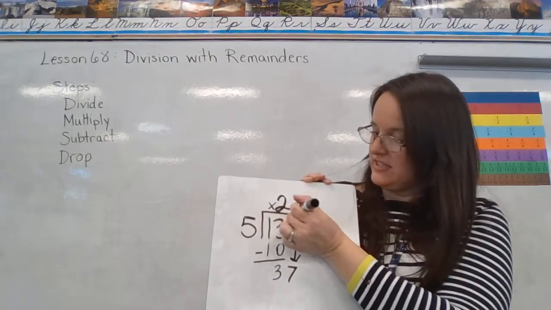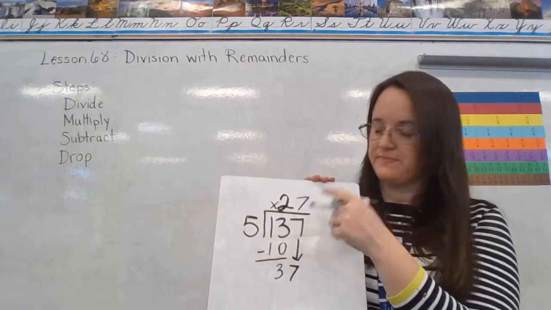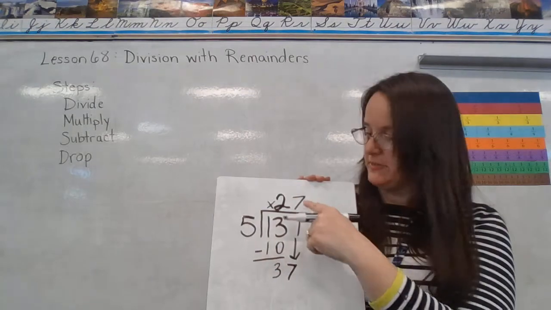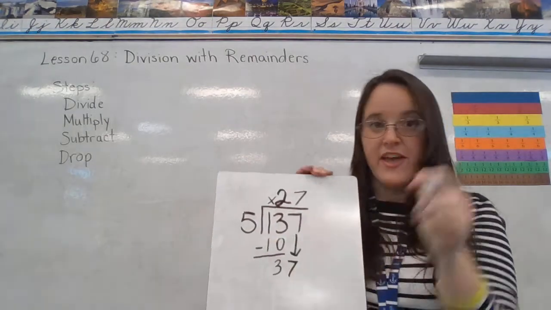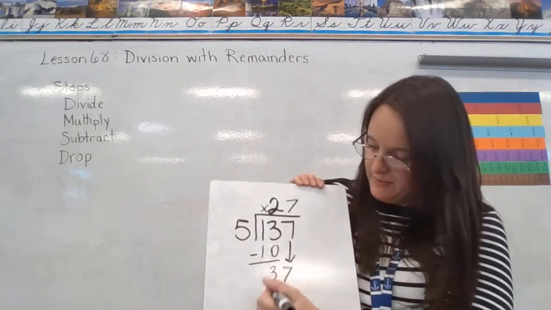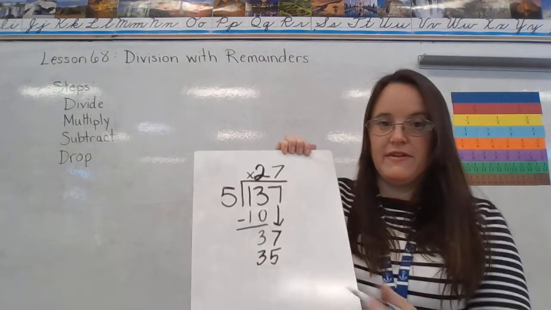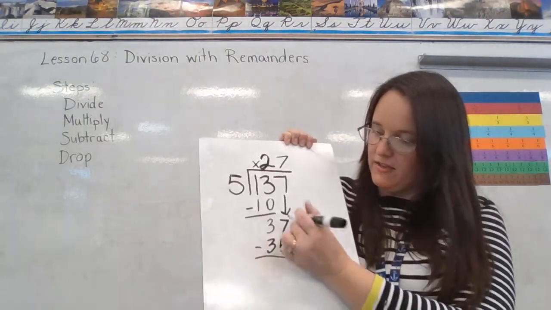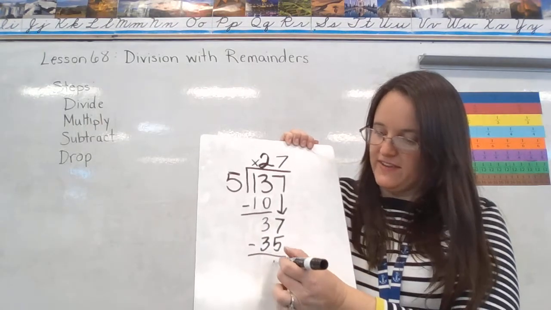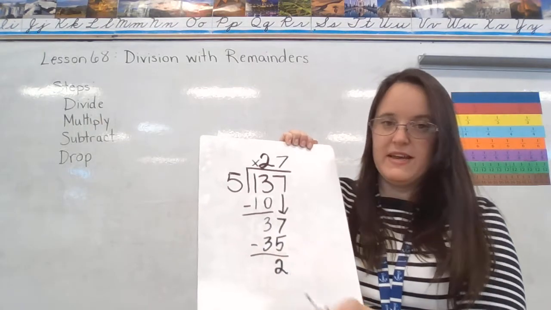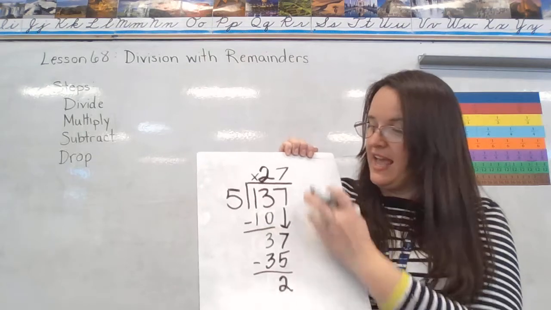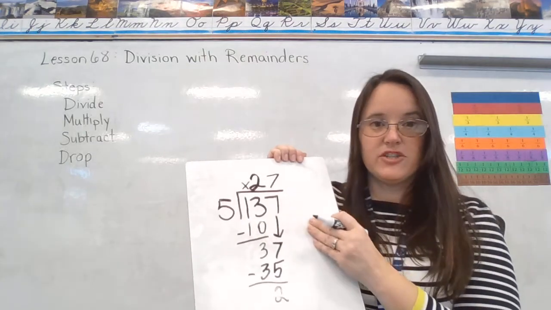My answer to division always gets written up here. I divide, now I multiply. 7 times 5. We just did that. We just counted by 5s. We got 35. Now I subtract from 37. So 7 minus 5 is 2. 3 minus 3 is nothing. And I don't have anything left to drop.